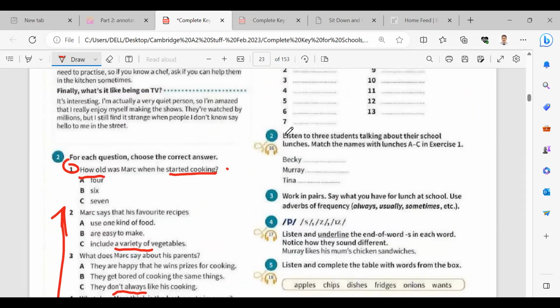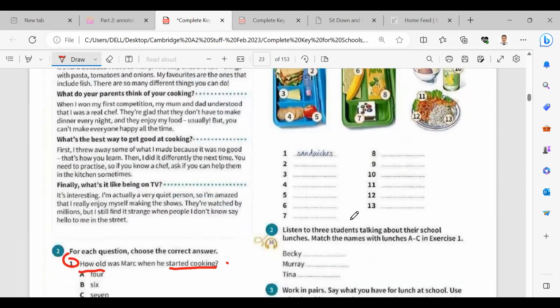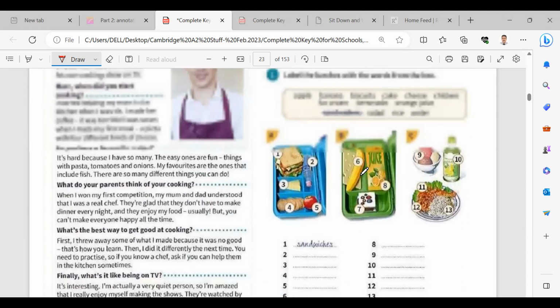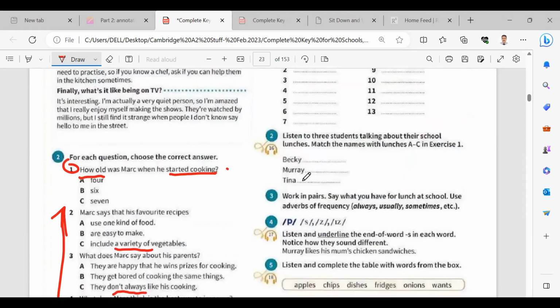So now listen to three students talking about their school lunches. Match the names with lunches A to C. Ready? You will listen to three students talking about their lunch boxes, and please let me know which lunchbox is for Becky or Mary or Tina. Ready? Listen, please.